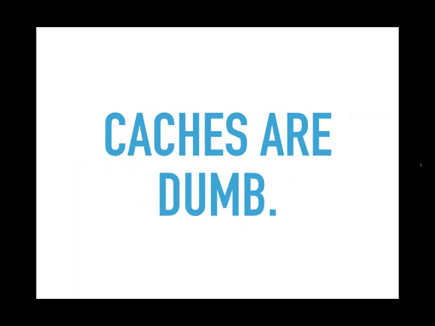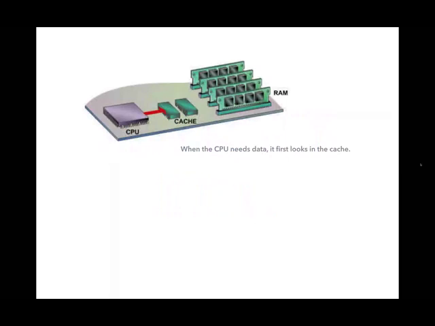All right, so let's talk about caching. Caches are dumb. Okay, it's very important. Caches are stupid. They're not very intelligent. Now I say that somewhat tongue in cheek, but I want you to understand where this is coming from. So here we've got the CPU, the caches, and the RAM. The CPU lives in its own little palace. Cache is its library, its closet, and whatever. And then the RAM is really far away.